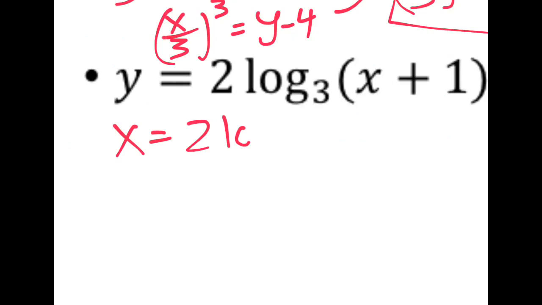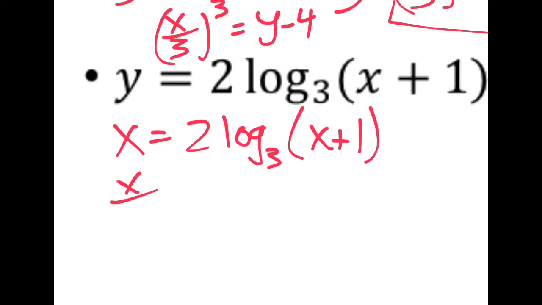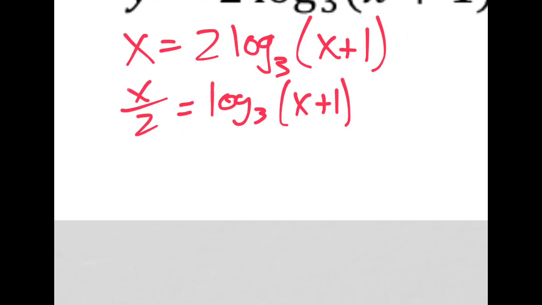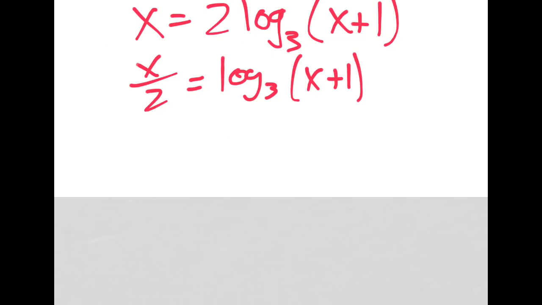x equals 2 log base 3 of x plus 1. Let's get that log function by itself, so we'll get x over 2 equals log base 3 of x plus 1. Now this is where we need to take the log and rewrite it in exponential form. So to do that, we will get 3 to the power of x over 2 equals whatever's inside the log.